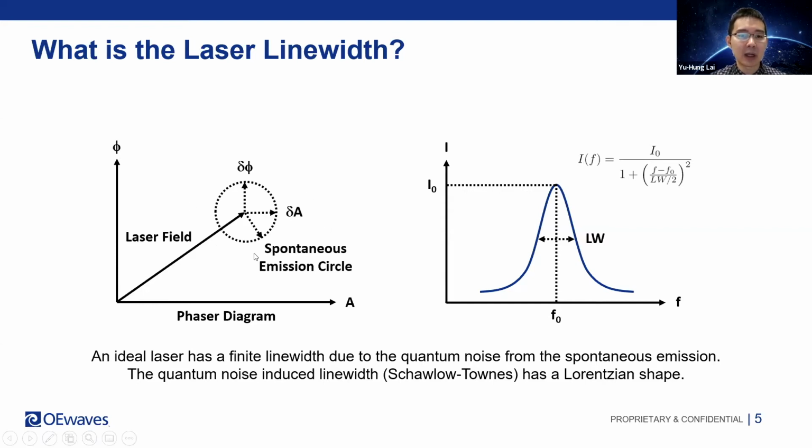So if this is a fuzzy ball, we have phase noise and also amplitude noise in the phasor diagram. If we chop this fuzzy ball and project it into the laser frequency domain, we can see that the laser linewidth has a Lorentzian shape, and basically it has a finite linewidth. So an ideal laser has a finite linewidth due to the quantum noise from the spontaneous emission. The quantum noise-induced line shape is shot noise-like and has a Lorentzian shape. So basically, the laser line shape can be characterized by this function, 1/(1 + x squared).